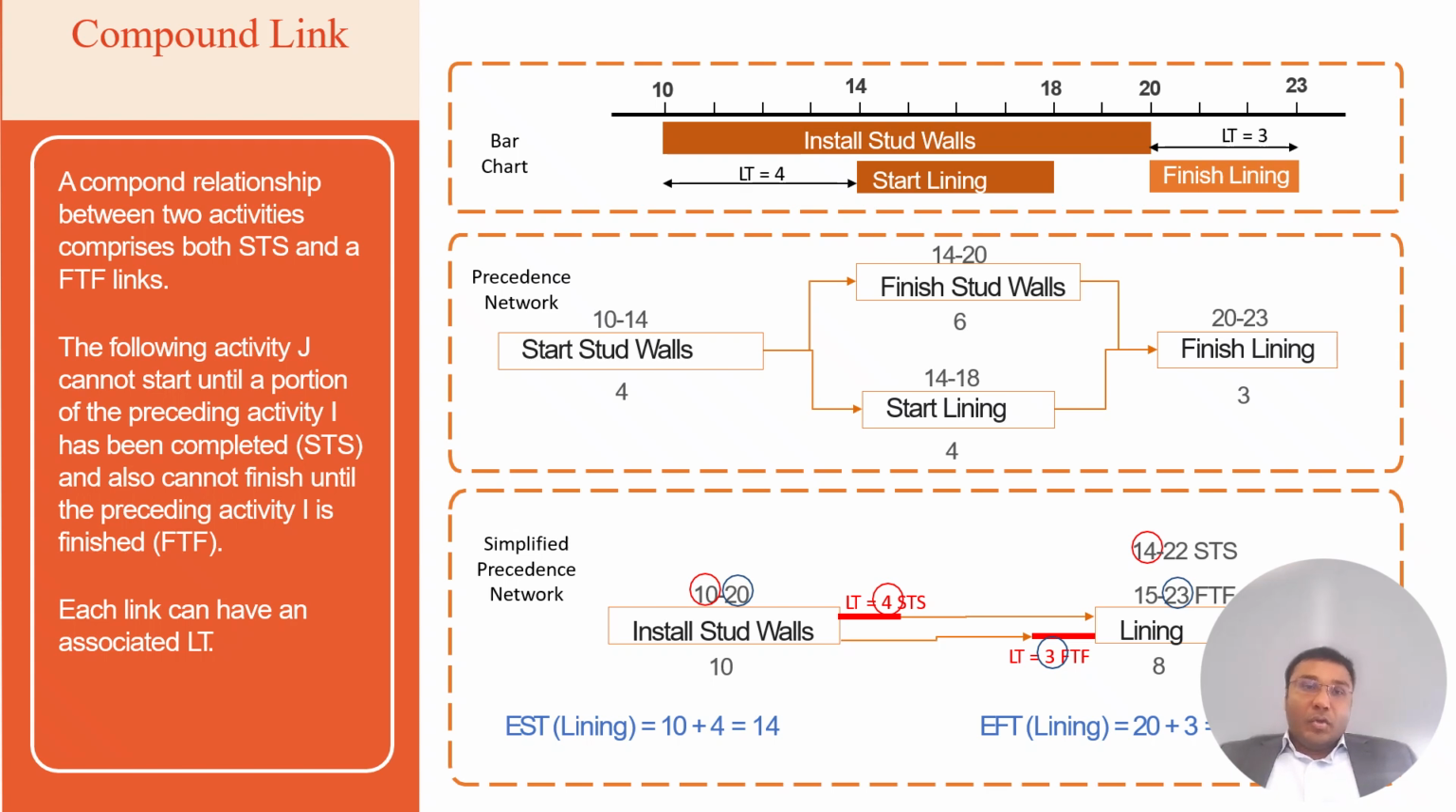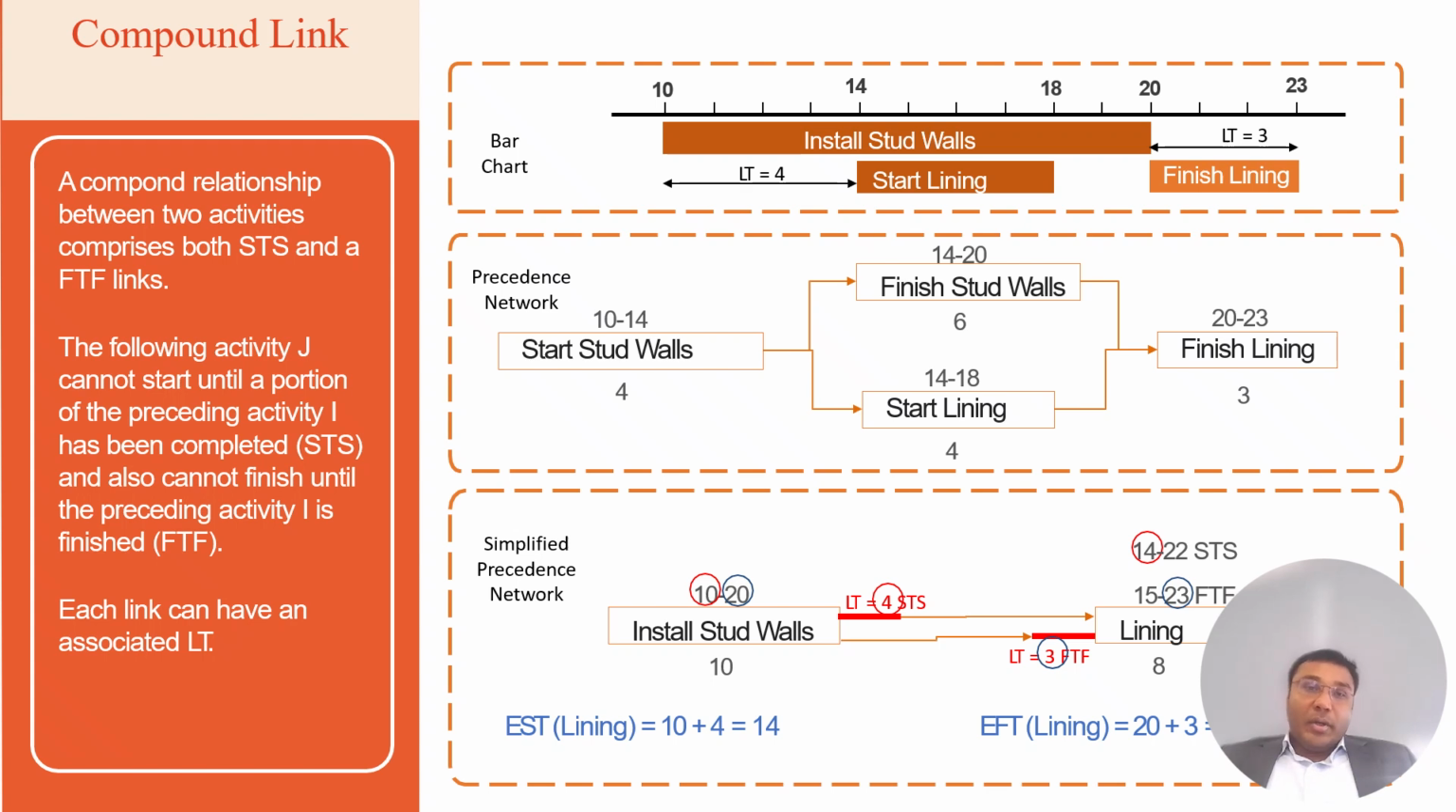So let's see why it is used: to model overlap and alignment in complex workflows, to control both start and finish of an activity relative to one another, and to handle partial overlaps where just one link type would not be enough. For example, lining can only start 4 days after stud wall start, which is start to start, and can only finish 3 days after stud wall finish. So managing compound links is crucial for a realistic schedule.